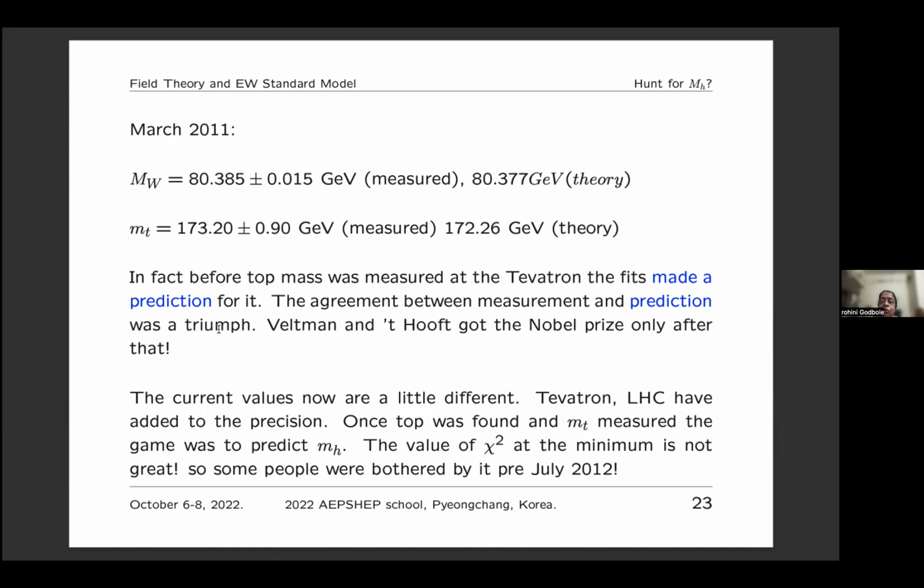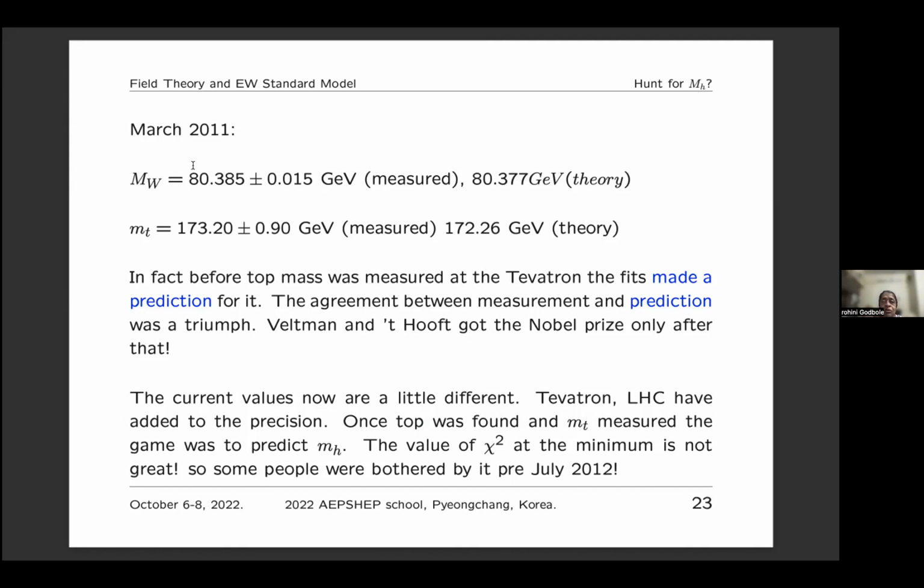And in fact, way before 2011, in 2005 or so, before the top mass was accurately measured, actually even before, I forget the year when top was discovered, but I grew up in an era when we constructed models without top. But the agreement between the measured and the predicted mass of the top was a great triumph for the standard model. And 't Hooft and Veltman got the Nobel Prize only after that happened, I remember somewhere around 1995 or 2000, something around that.